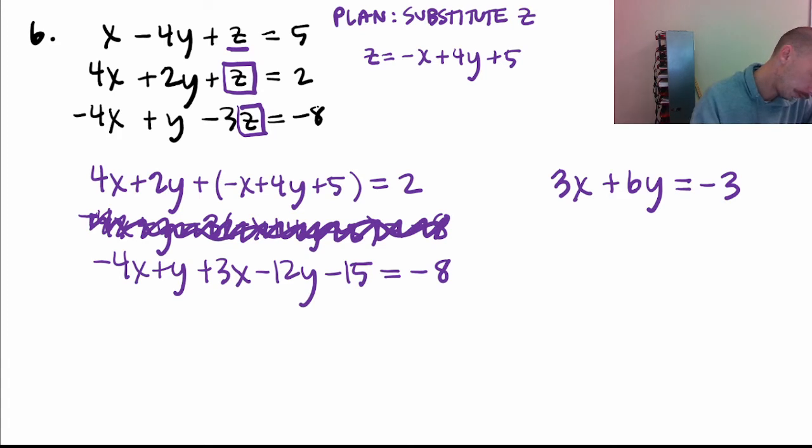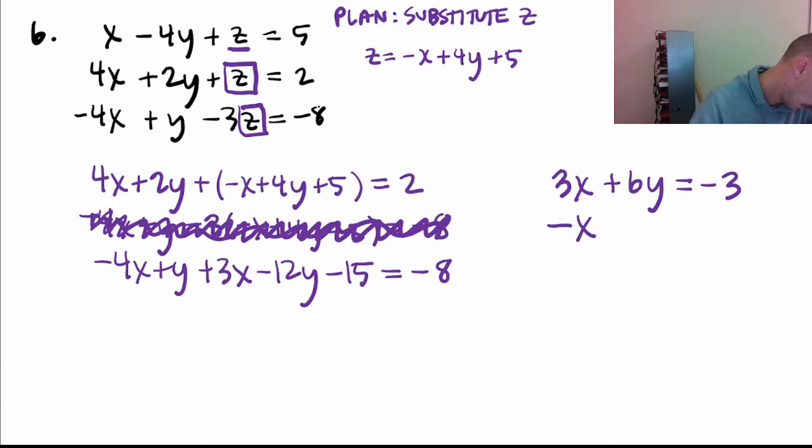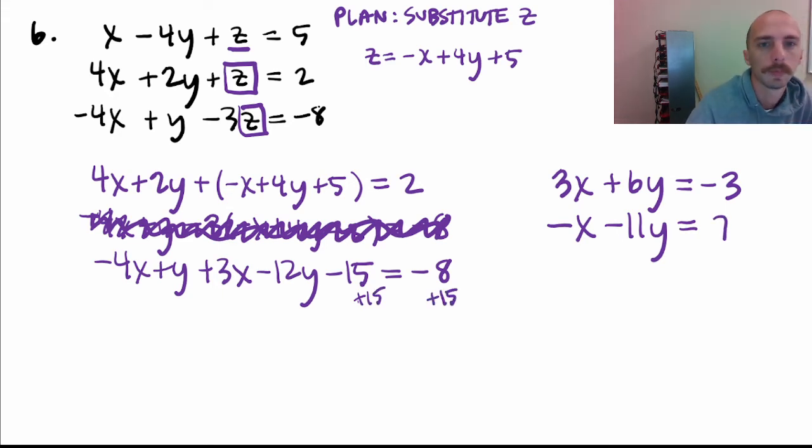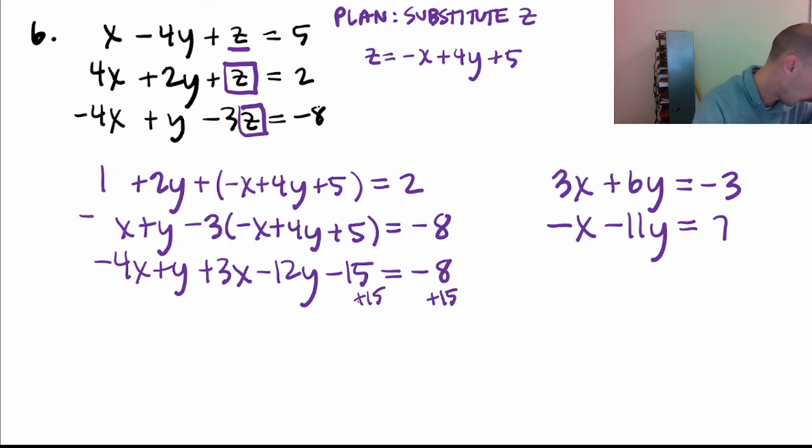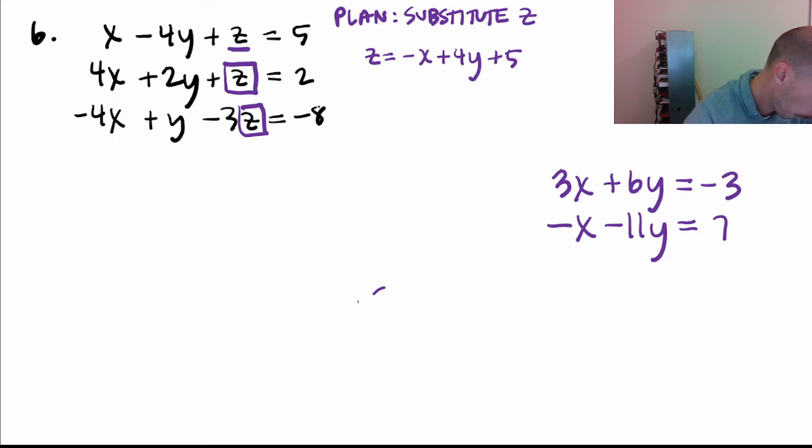And then over here on the right side, I'm just going to clear out some stuff. So -4x plus 3x is -x. y minus 12y is -11y. And then I have a minus 15, but I'm going to add that to both sides, right? And I'm going to get 7. But now I should be done with all this scratch work on the left, so I'm going to clear it out. And hope I didn't make any errors in there.